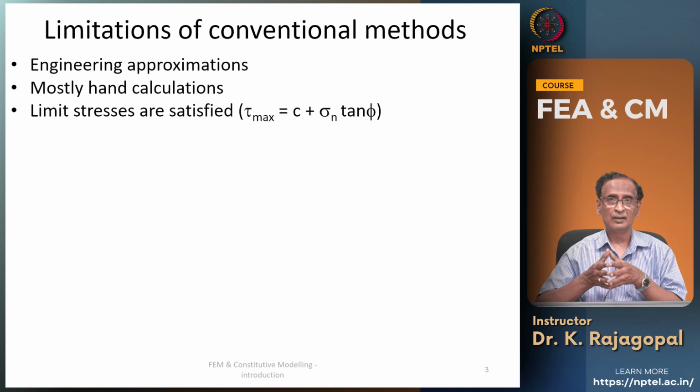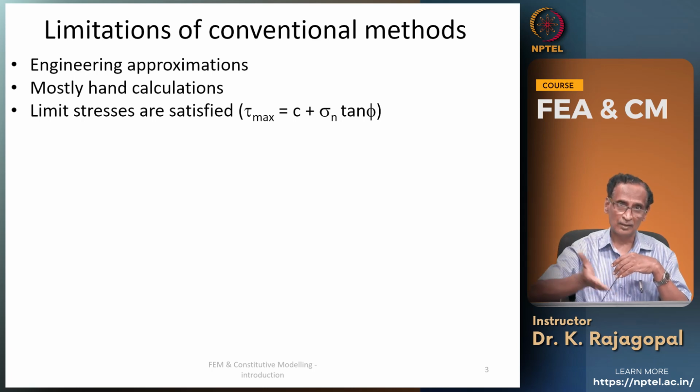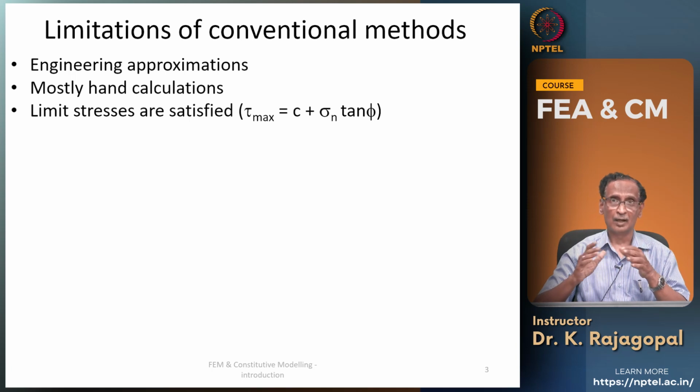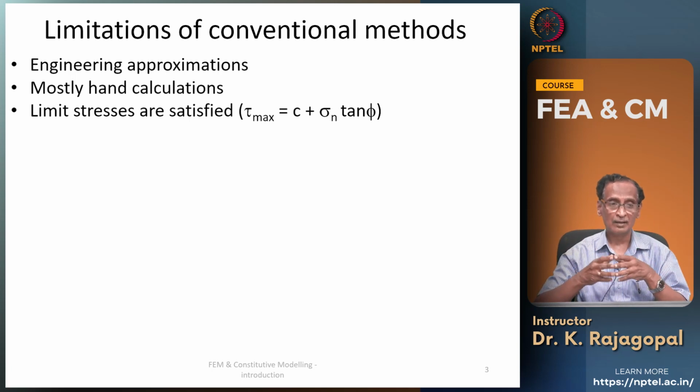and we will be anyway satisfying at the limit state of stresses, that is the maximum shear stress tau is c plus sigma n tan phi. But then in most cases we do not know what is sigma n, because we may not know what is the failure plane or the rupture plane, and then what is the operating normal stress on that we do not know. We need to make a lot of assumptions and then apply this equation for getting a solution.